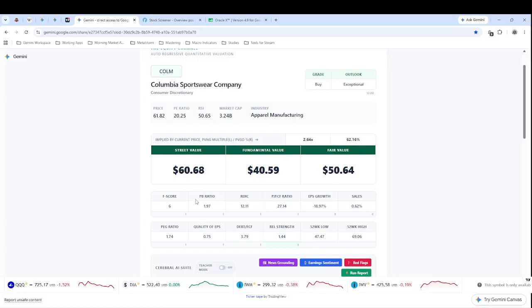Usually I wouldn't ask any questions. Okay, F score, price to free cash flow, relative strength. Columbia, looks like they selling some. So 12-11 and 27-14.